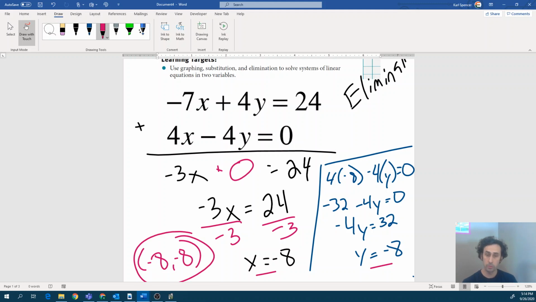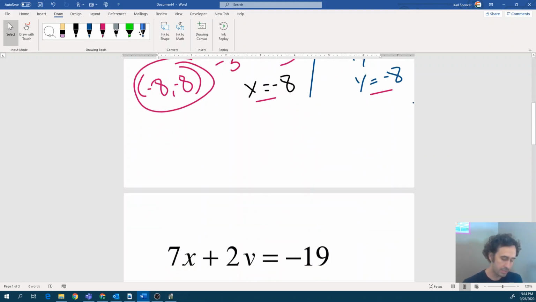If we were to graph those, that would be the point where they cross. And that's what we're going to be doing for elimination. Can we add those two equations together in such a way that a variable gets eliminated? Now, this was a nice problem. Things worked out nicely for us. They're not always going to be this clean. So let's look at a couple more examples to see what would happen.